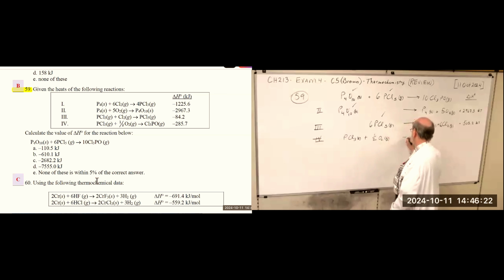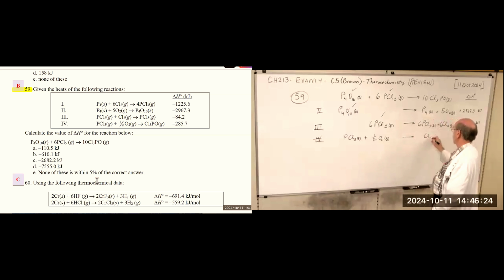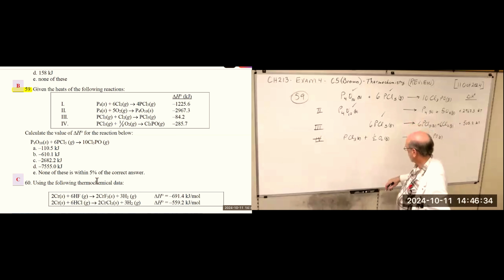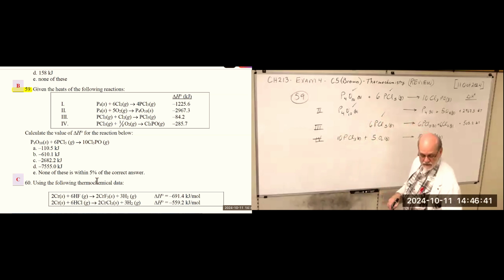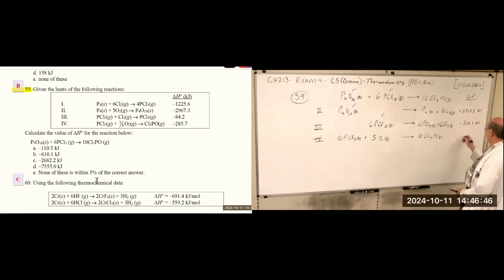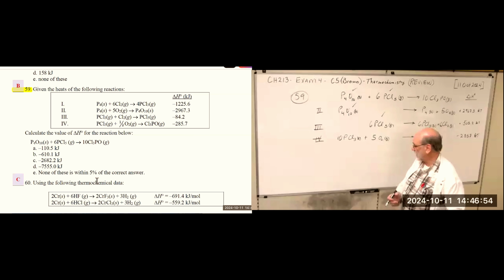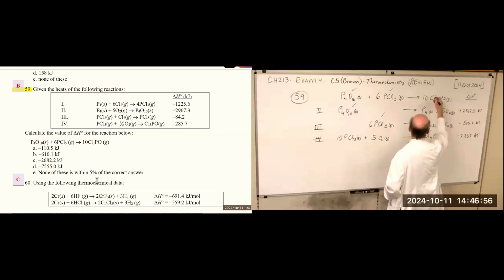This is before I multiply it. And then Cl3PO gas. Okay, now we've got to multiply it by 10. Give us 10 here. 1/2 of 10 is 5. And 10 here. And then we take minus 285.7 kilojoules, multiply by 10. Okay, so that takes care of this one, that one.